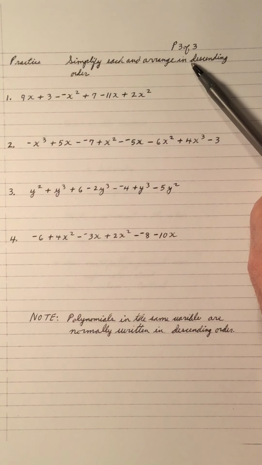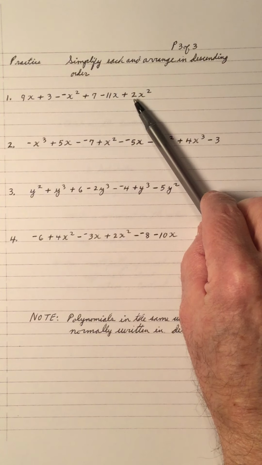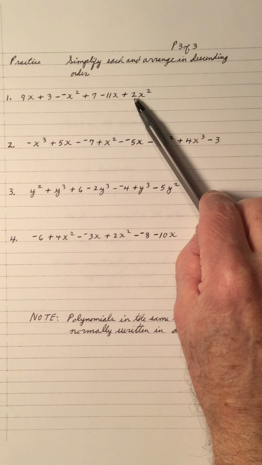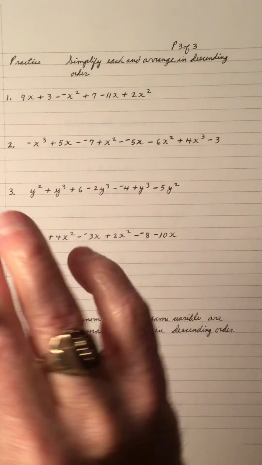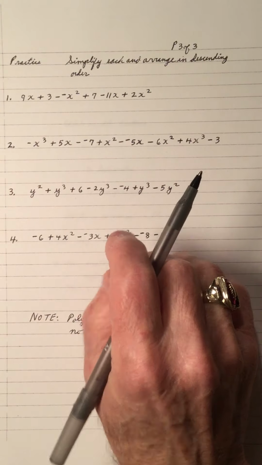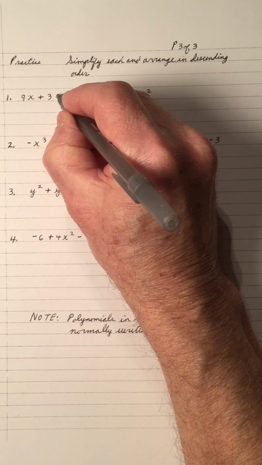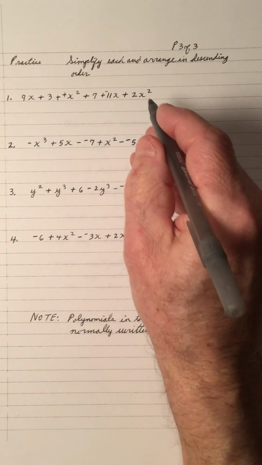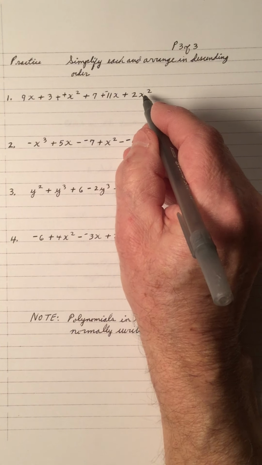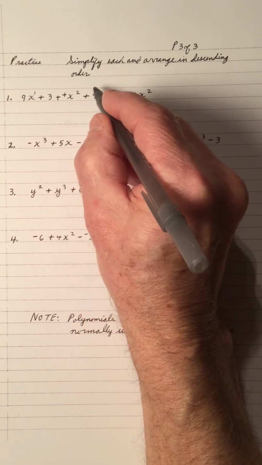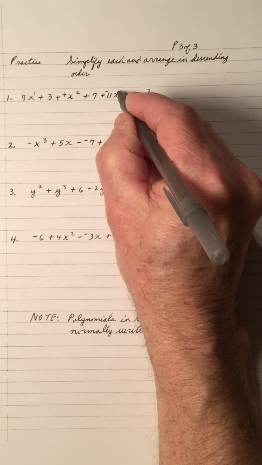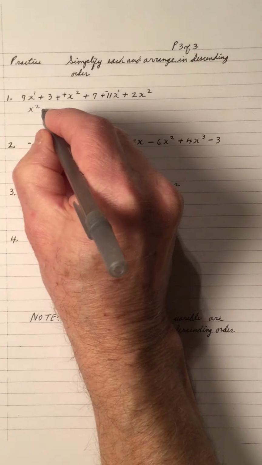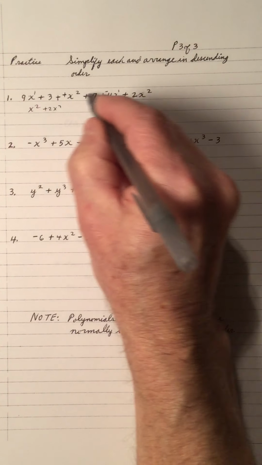Simplify each and arrange in descending order. Now we're going to simplify these first and we're going to arrange them in descending order. But what we're going to do is put them in descending order first as we do it. So we're going to group our like terms and put them in descending order at the same time. But before we start, let's add on the opposites. Done. So the descending order here would be squares. So x squared plus 2x squared.